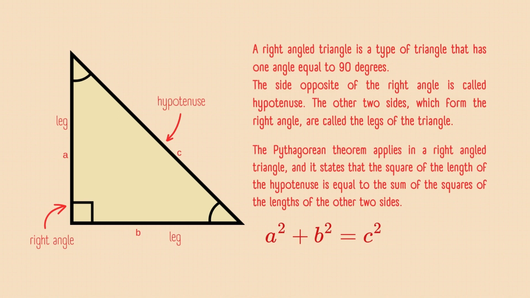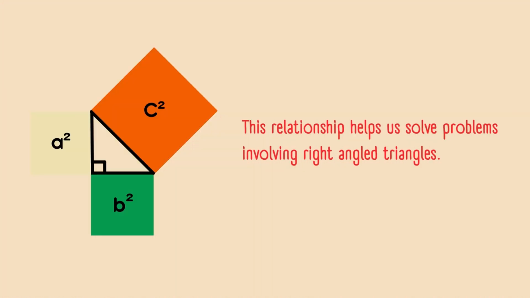So the Pythagorean theorem applies in a right angled triangle only, and it states that the square of the length of the hypotenuse is equal to the sum of the squares of the lengths of the other two sides. So in this triangle, for example, my hypotenuse is C and my other two legs are A, the first one, and B, the second one. So my A squared plus my B squared will be equal to my C squared. This relationship helps us solve problems involving right angled triangles.